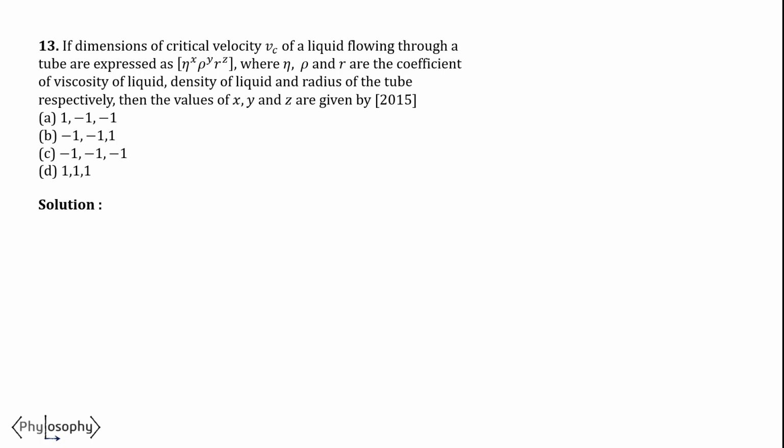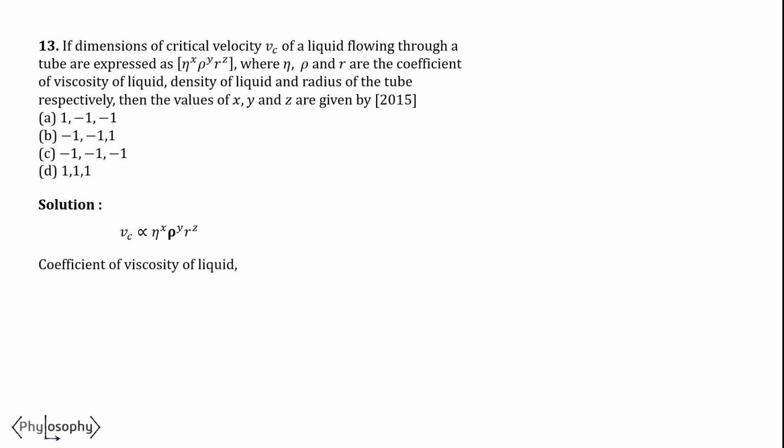Now to solve this problem, we are going to use the principle of homogeneity of dimension, according to which any equation containing physical quantities will be dimensionally correct if the dimensions of all the terms occurring on both sides of the equation are the same. Now according to the question, it is given that Vc is proportional to eta to the power x, rho to the power y, r to the power z. So to find the values of x, y and z, we need to know the dimensional formula for these 4 quantities, that is Vc, eta, rho and r.